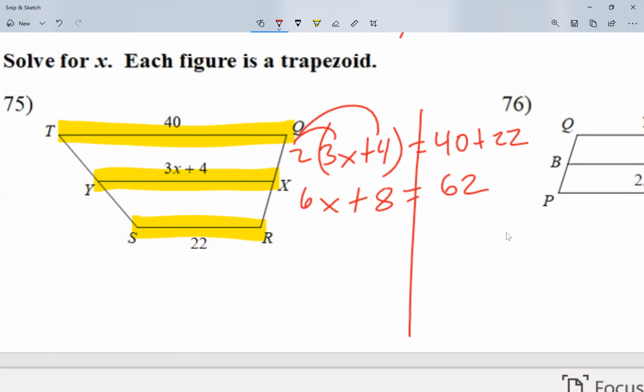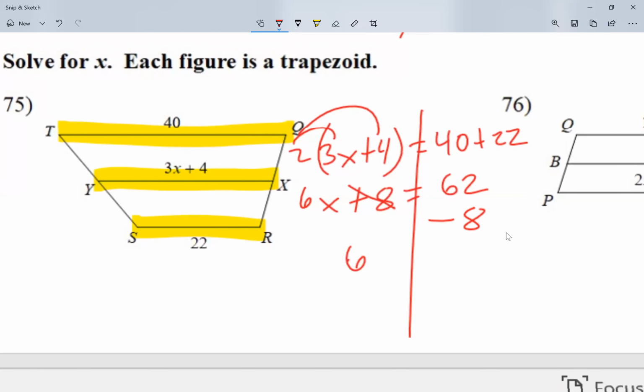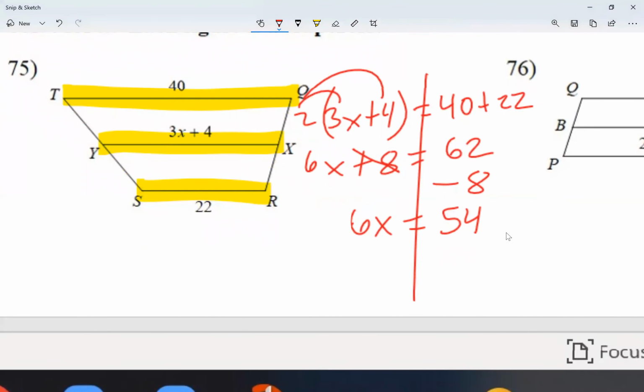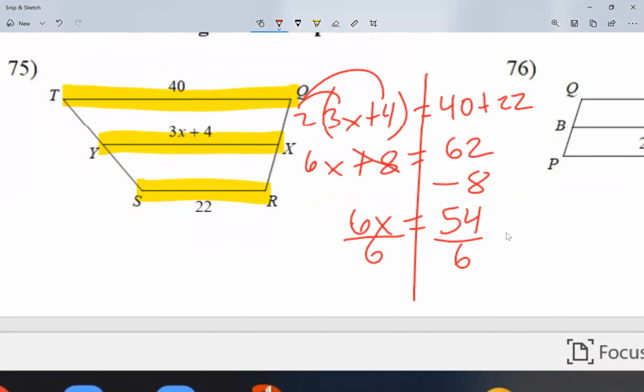Okay, so I want that 6x by itself. So this plus 8 that I see here, let me move to the other side as a minus 8. Remember, got to switch the sign. So I get 6x equals, in this case, 54, right? 62 minus 8 is 54. To get the x by itself, let me divide both sides by 6. So I get x equals 54 divided by 6, which is 9. So x equals 9. You always start from the mid-segment or median, however you want to call it.